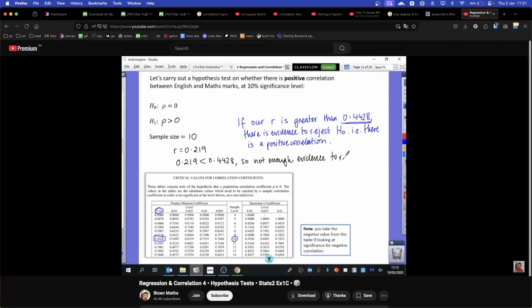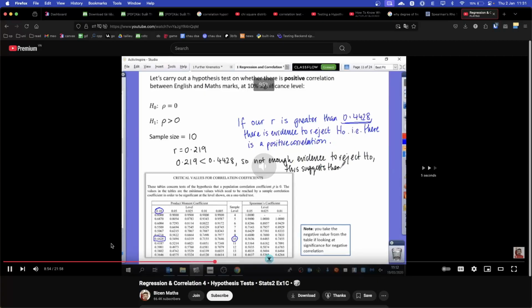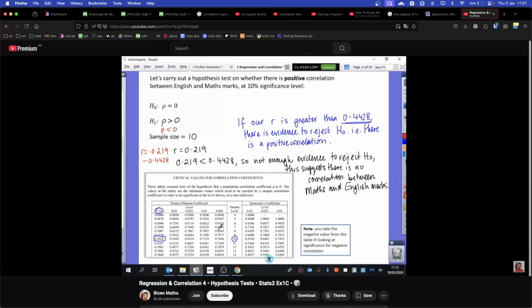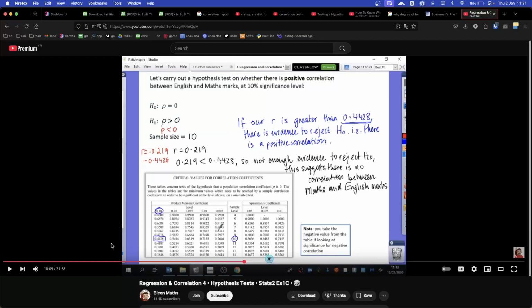Let's go. Down here, if you just take the negative value from the table, if you're looking at the table. Wait, let me see. 0.4428, right?